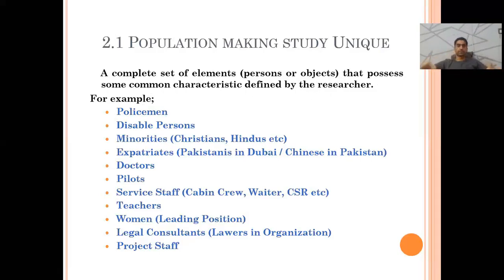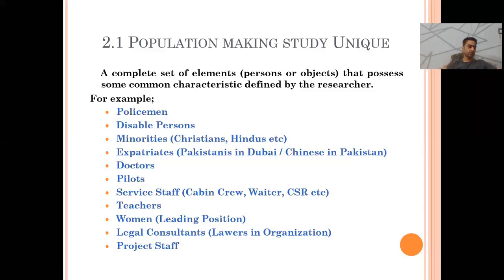So population simply means the collection of the elements, right? Complete set of elements, and the elements can be objects or the person. In our management sciences, we used to go for the persons as an element. So the unit member in the population is the element.